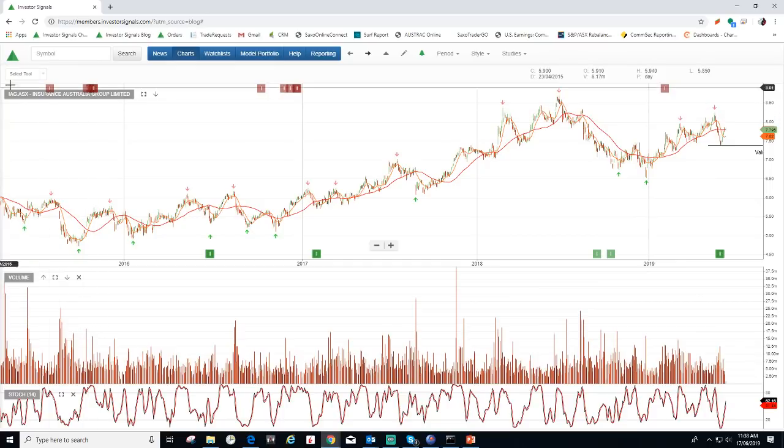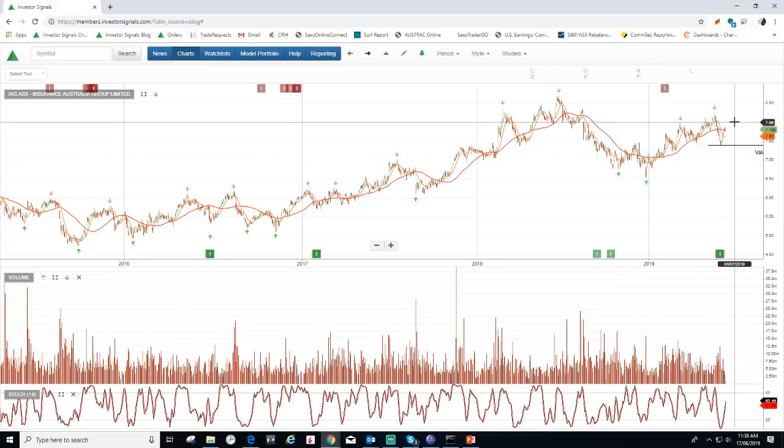This is one that I've posted on the blog. We've been buying it in client portfolios. So at around these levels, you could look to sell a covered call at $8. IAG goes ex-dividend in August at 20 cents.